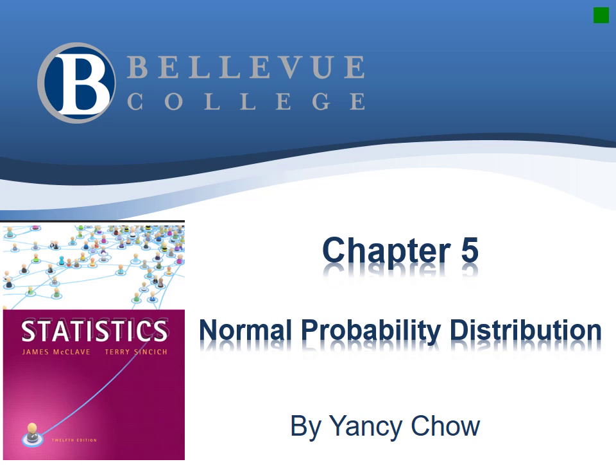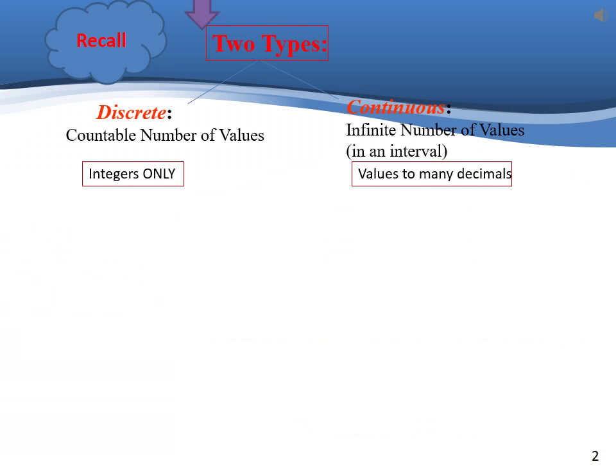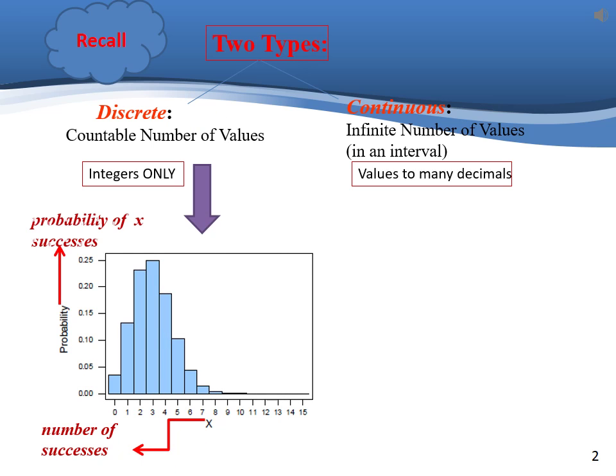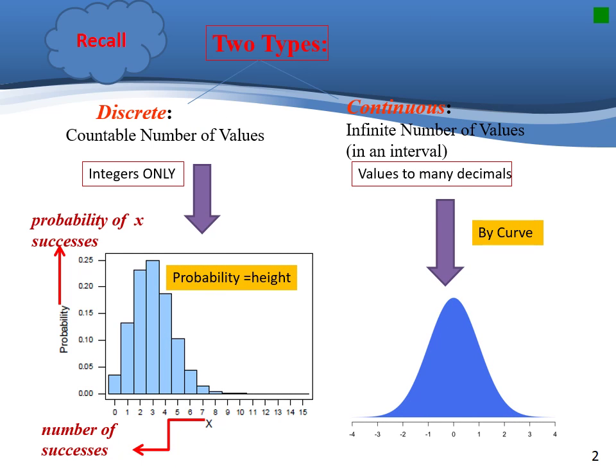Hello everyone, this video is about Chapter 5, Continuous Random Variables. In this chapter, we will consider some continuous random variables that are commonly encountered. Recall that the discrete random variables are those with countable number of values, integers only. Continuous variables take values to many decimals.